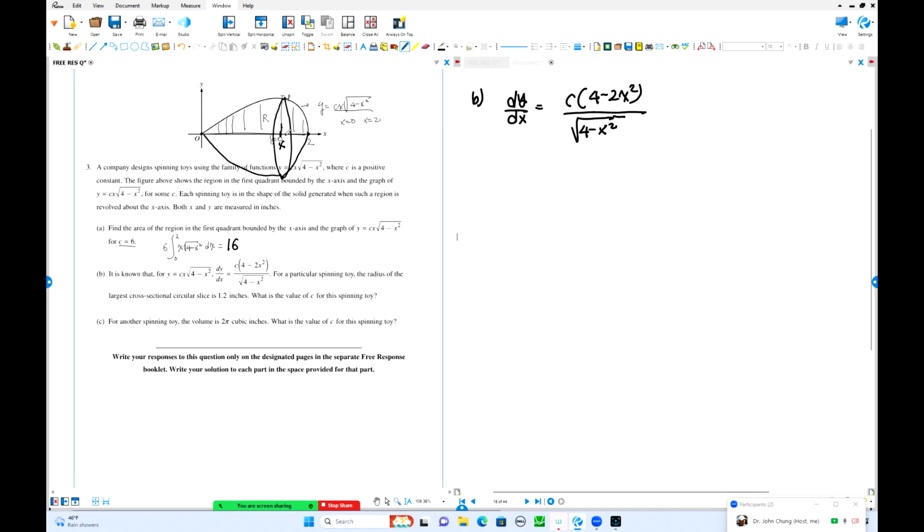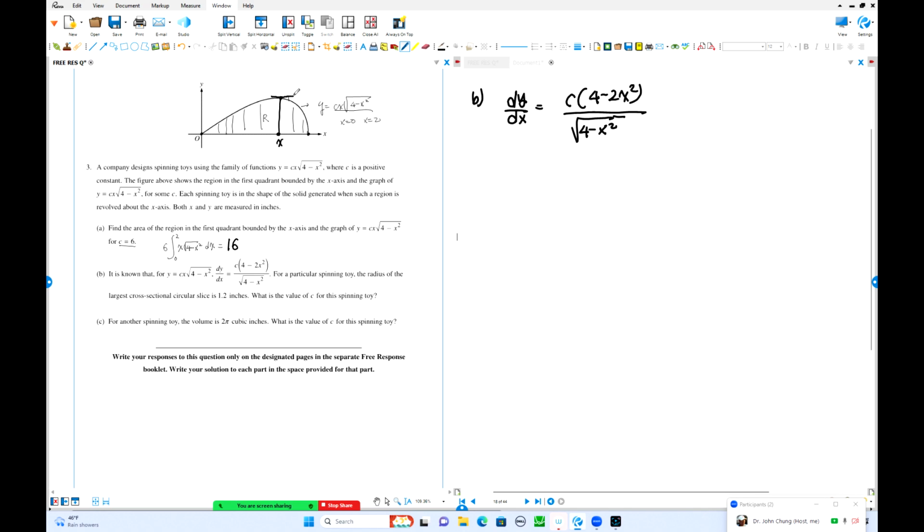Anyway, to find the maximum value, dy/dx is c times the whole thing, and then simplify. We're going to find the highest point. This is not the value, it's a little bit different story. Remember, the height of this is the radius. This is the radius, x. You're going to find the maximum over here.